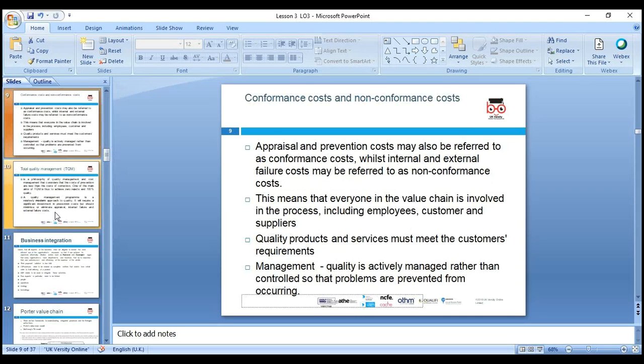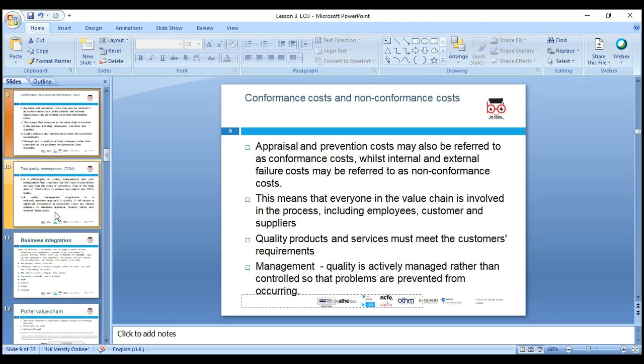Costs of conformance and non-conformance. We need to look at appraisal and prevention costs, which may be referred to as the conformance costs. Internal and external failure costs may be referred to as the costs if we don't comply with it. This means that everyone in the value chain is involved in the process, including employees, customers, and suppliers. Quality products and services meet the customer requirement.